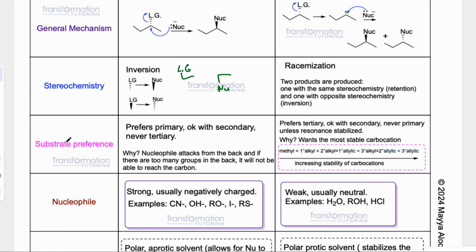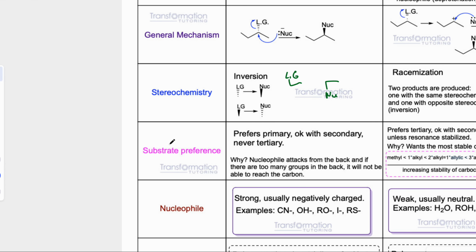Next, we're going to look at substrate preference. Substrate is the molecule that you're starting with. For substrate preference, SN2 prefers primary, is okay with secondary, and never tertiary. What does primary mean? So for example, let's say we have a molecule with a leaving group, whatever that is, and let's say chlorine. So chlorine is my leaving group.